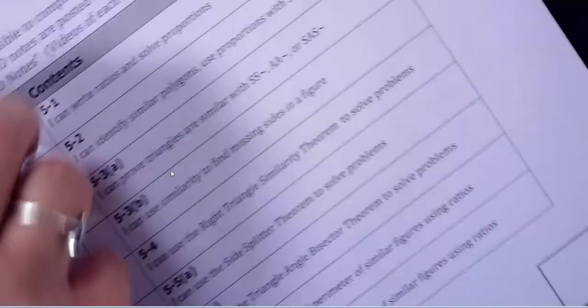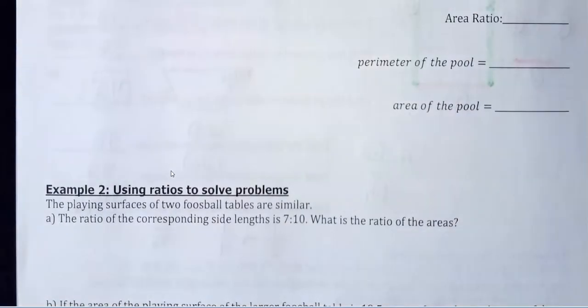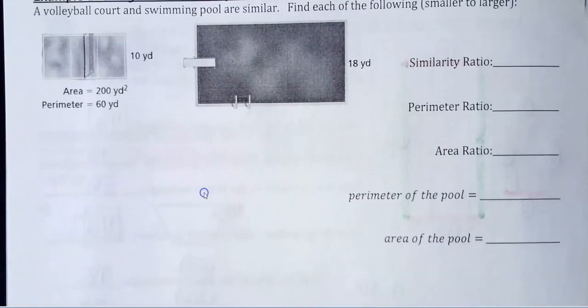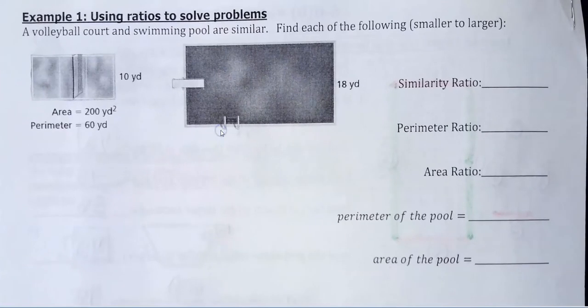Okay. Now, the rest of this is going to piggyback on what we did yesterday. So it's going to seem similar, but I just want to practice it some more because sometimes people have a hard time with this concept. I have a little volleyball court, that's the one on the left, and a swimming pool, that's the one on the right. And it's going to ask us to find some area, perimeter, and things like that.